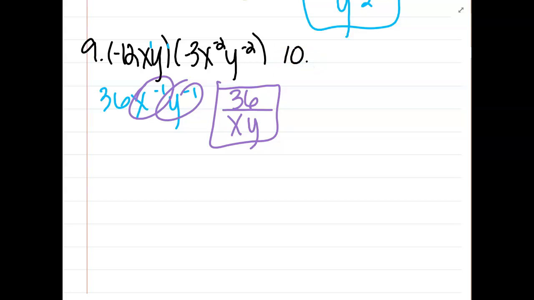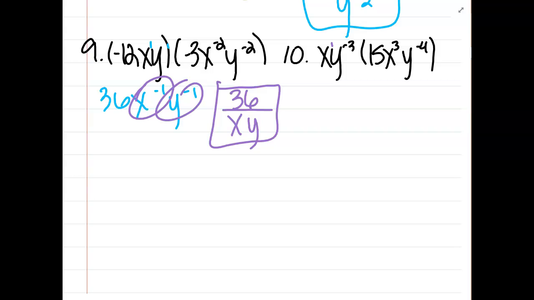Okay, last one, number 10. xy to the negative 3rd times, in parentheses, 15x cubed y to the negative 4th. So similar to the last handful of problems, except there's not parentheses around it. But this is all still just multiplication. This is going to be x to the 1st, y to the negative 3rd times.